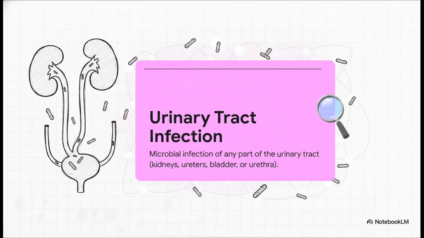So a UTI is definitively classified as a microbial invasion anywhere along the urinary tract. Now, establishing the exact anatomical location, that's our very first crucial step here, because the term UTI is really just a giant umbrella term. It literally encompasses everything from the urethra all the way up to the kidneys.